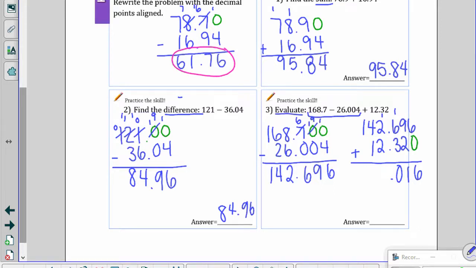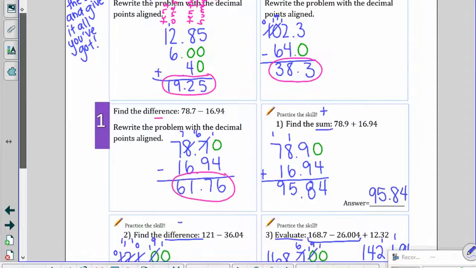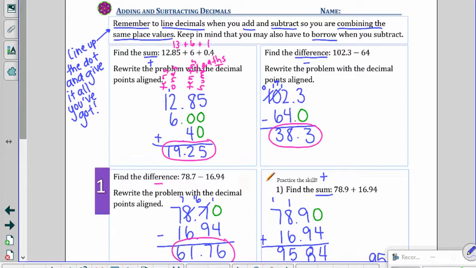In our, where'd my 5 go? There it is. And 4 plus 1 is 5. And then 1 plus 0 is 1. So our final answer here is 155 and 16 thousandths. All right, just to review, our learning target was I can add and subtract multi-digit decimals using the algorithm.